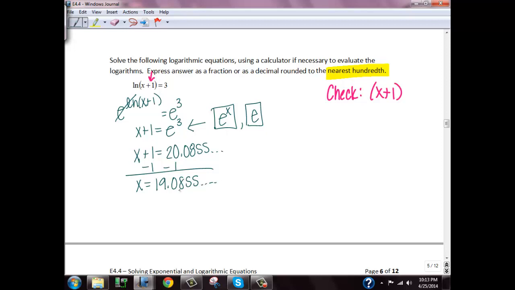We round to the nearest hundredth, which is our second decimal place, which means that my solution is approximately 19.09. And then don't forget to check your answer. If I plug in 19.09 and add 1 to it, I end up with 20.09, which is neither negative nor 0. So this solution works. Okay. Let's look at another one.